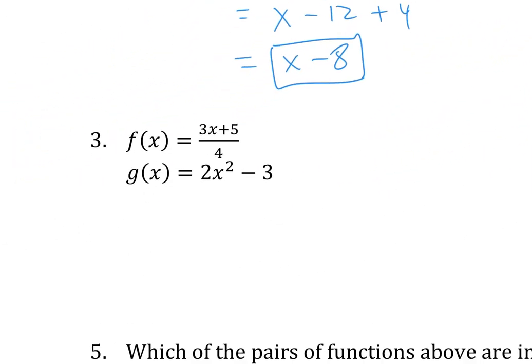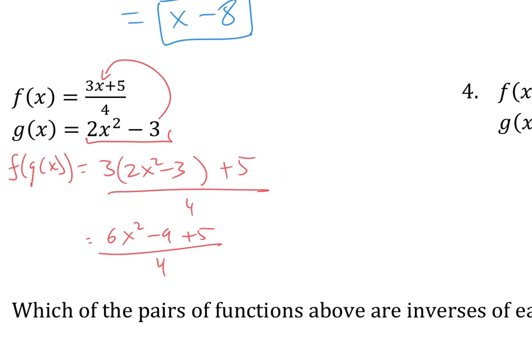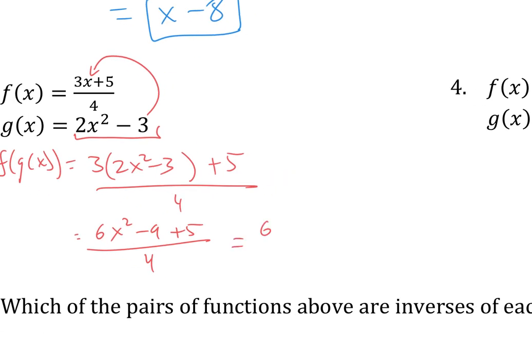On to number 3, f of g of x. F is 3 times x plus 5 all over 4. And we're going to put this g inside of that x. 2x squared minus 3. That's going to be, let's distribute that 3. 6x squared minus 9 plus 5 all over 4, which is 6x squared. Negative 9 plus 5 is negative 4.